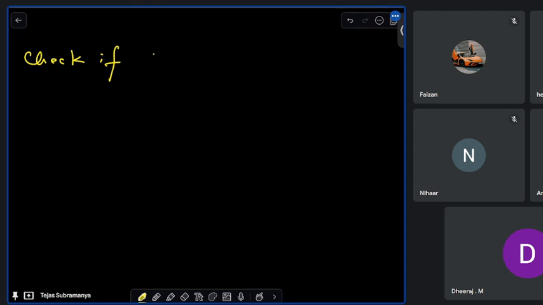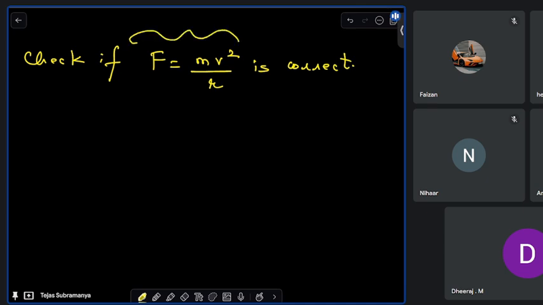Check if F is equal to mv square by r is correct. Now see, I'm not going to tell anything. We'll start with this. The equation has two sides, the left hand side as well as the right hand side. In this question, the left hand side has only one thing, which is force. So I'll write the dimension of force. Force, you know, the unit is Newton, but I am not comfortable writing Newton, so I'll rewrite the Newton as kg meter per second square.